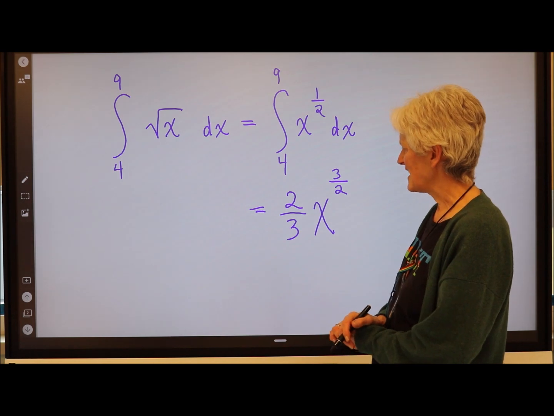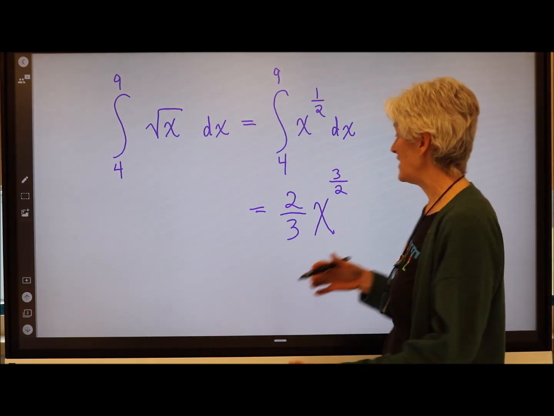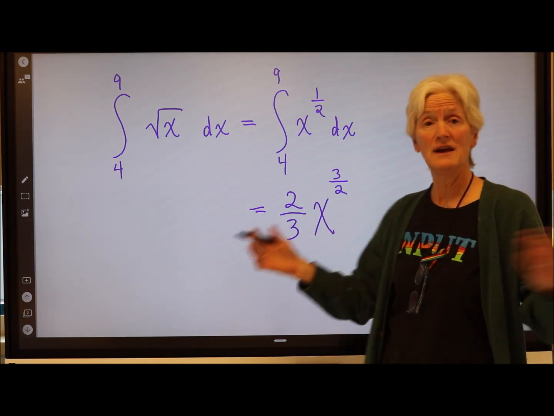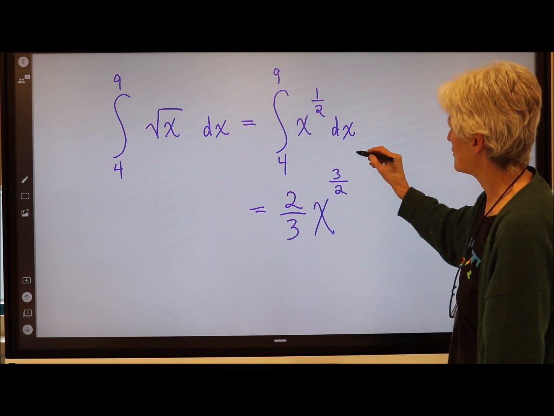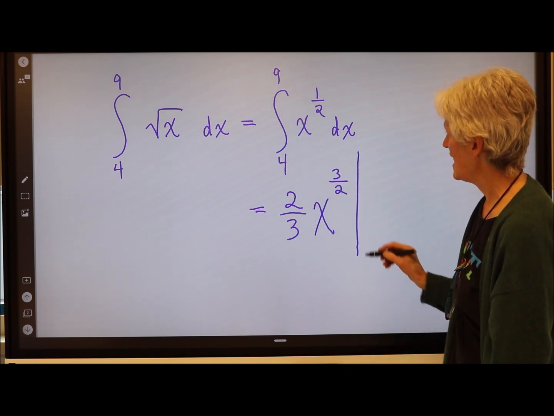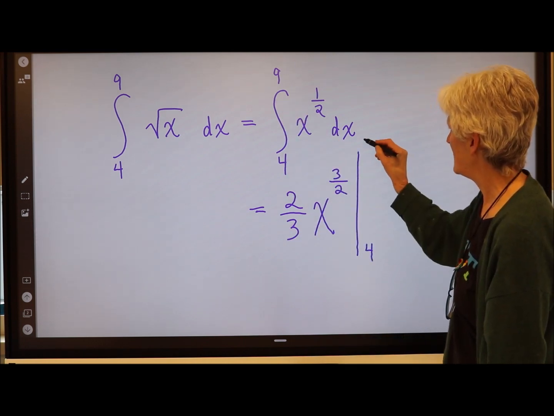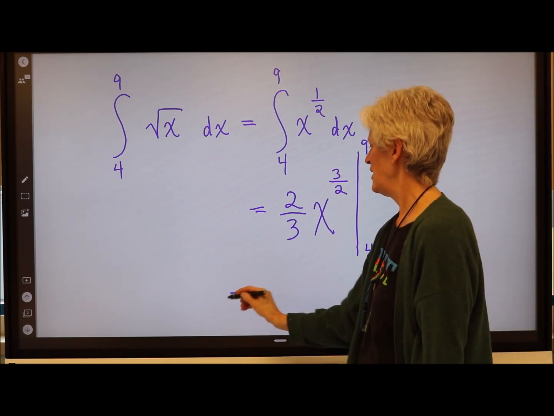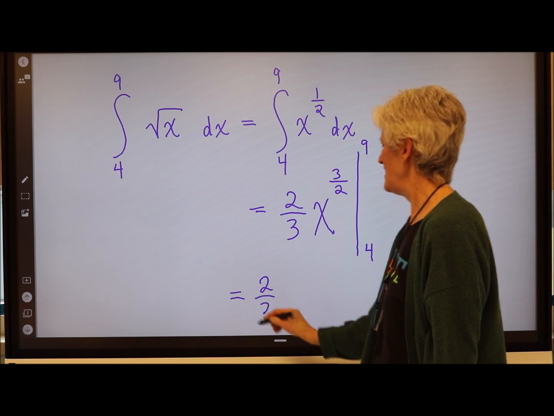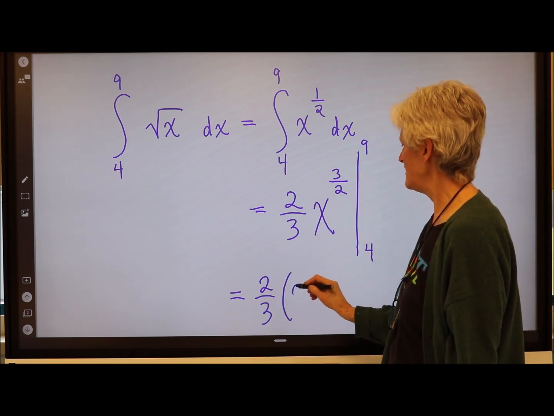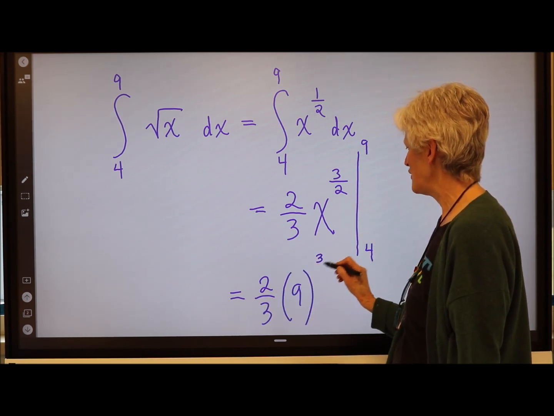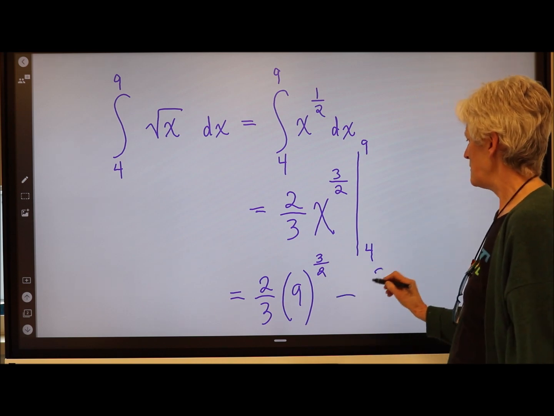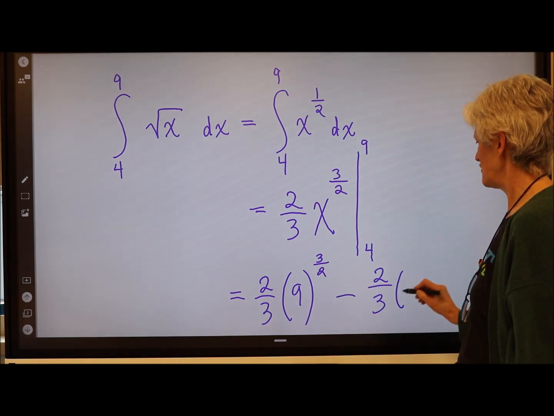Okay, fantastic. Now, if I were doing an indefinite integral, I would write a plus c and I'd be done. But I'm doing a definite integral, so I'm going to do my little vertical line. I'm going to put a 4 here and a 9 here. And continue. Remember, it's always the top minus the bottom. It's the end of your interval minus the beginning of your interval.